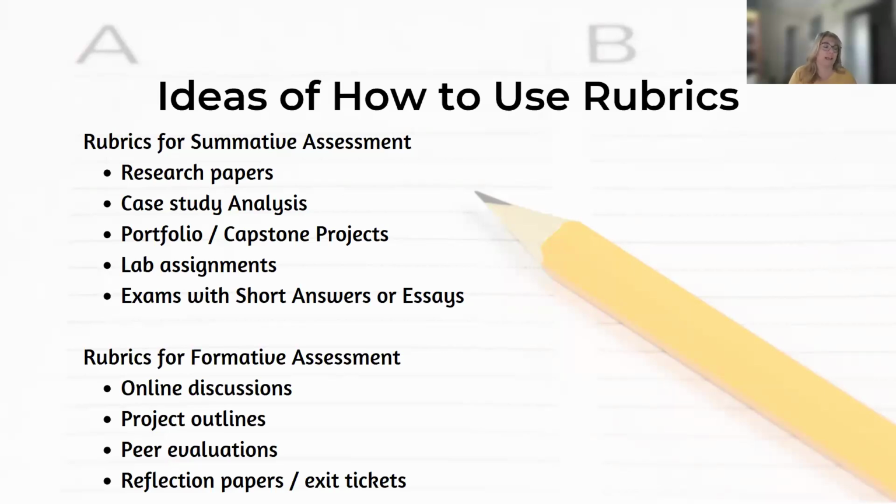So using it for online discussions is actually really great because then you can gauge where the students are and how they're learning in their whole process in the course. Also, for simple things like project outlines, rubrics are great for that as well. And then again, peer evaluations and any reflection exit tickets, those types of formative assessments. And then I'll go on and explain what the two different types of rubrics are a little bit later.